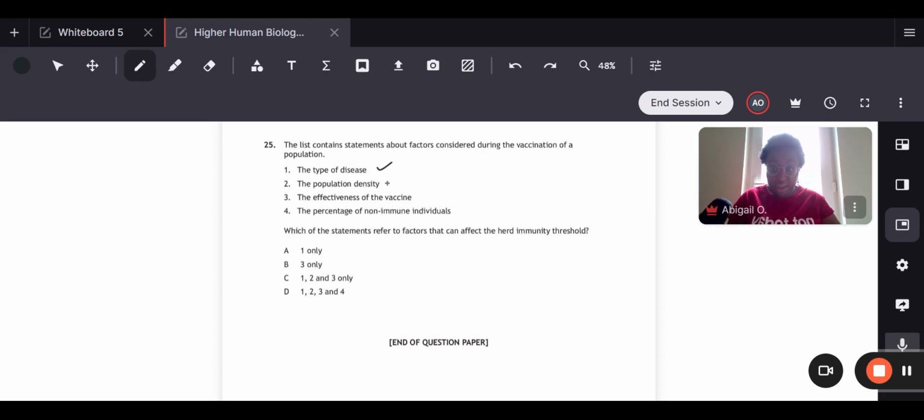Number two, population density. What is the likelihood you're going to run into somebody who has the disease? How densely populated is that specific place? And then, therefore, how easy is it to transmit or to spread that specific disease? Number three, if we're thinking about vaccination and herd immunity, we need to think about how effective is that vaccine? Because if the vaccine is not effective, then that's going to impact the vaccination program and therefore impact herd immunity threshold because the vaccine is not particularly very good.